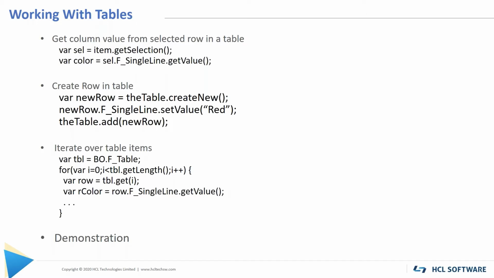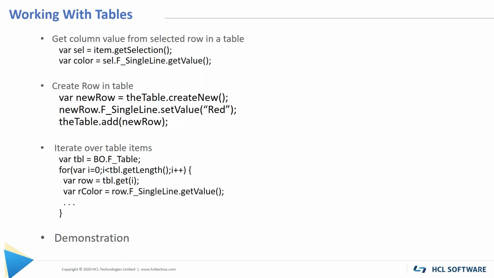If I want to create a row inside of a table, there's this create new function. You're basically creating a template of that row, and that gives you access to all of the columns or the fields inside of that table. Then I would say, now I want to set that value to red, and then I'm going to add it to the table. Once I've defined all of the columns in my template row, I then add it to the table.